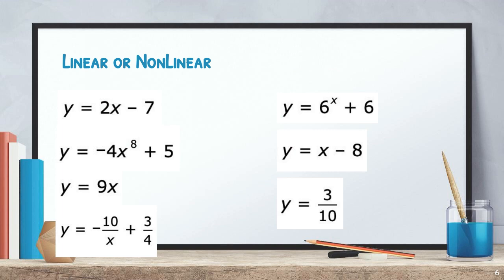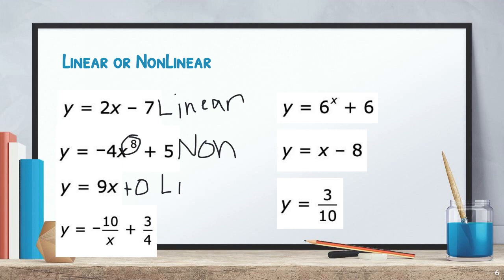So my first example, I have y equals 2x minus 7. That is in slope-intercept form. So would that be linear or nonlinear? That would be linear. On the next one, I have an exponent. So I have y equals negative 4x to the power of 8 plus 5. If there is an exponent, does that make it linear or nonlinear? Nonlinear. So next example, I have y equals 9x. That is in slope-intercept form because I could do plus 0 for my y-intercept. So is that linear or nonlinear? It is linear.